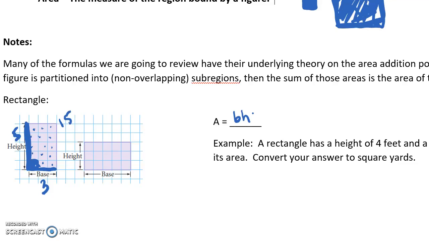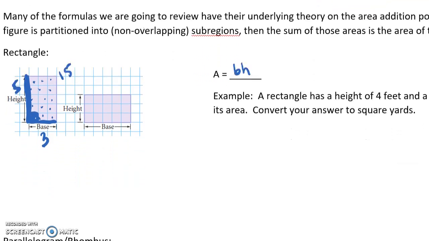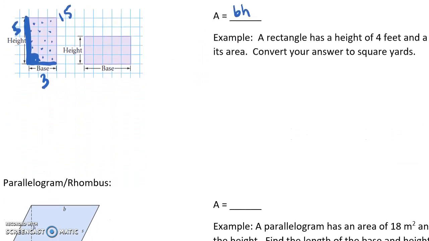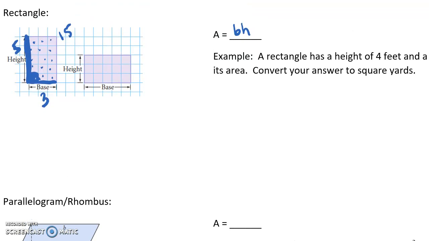So an example: a rectangle has a height of 4 feet and a base of 12 feet. Find its area. And then I asked you to convert your answer to square yards just so you can kind of see what that looks like. So we always want to start with our area formula. Our base is 4 feet. I'm sorry, our height is 4, our base is 12. Doesn't really matter, it's commutative, right? And then we get 48 square feet.